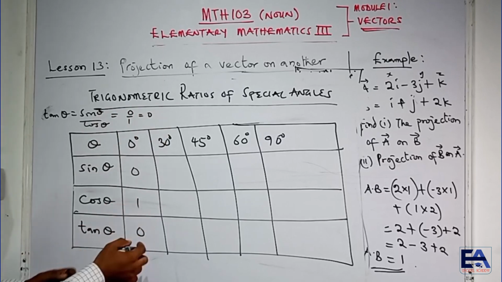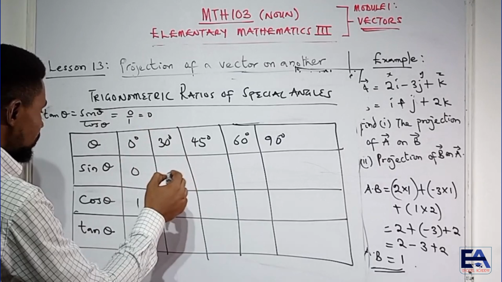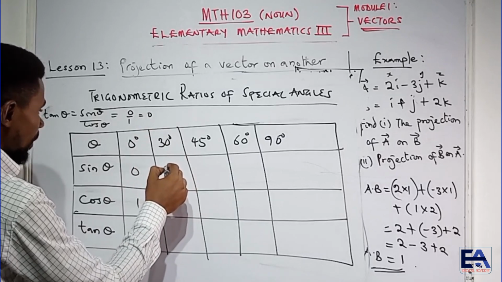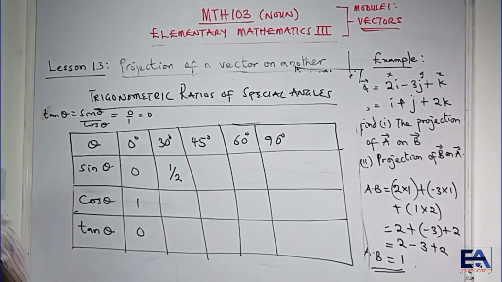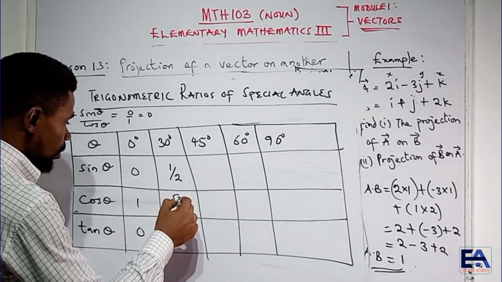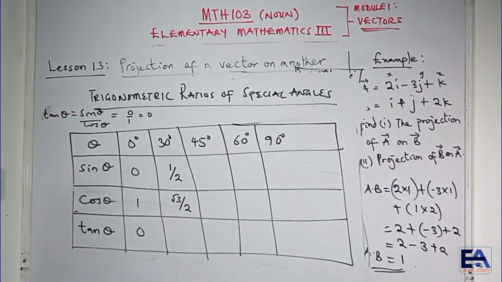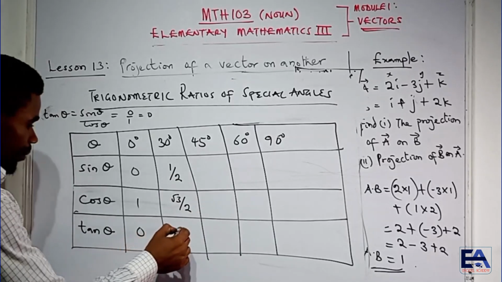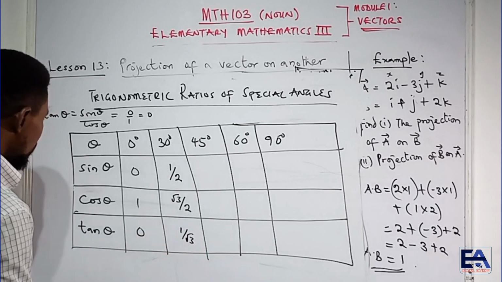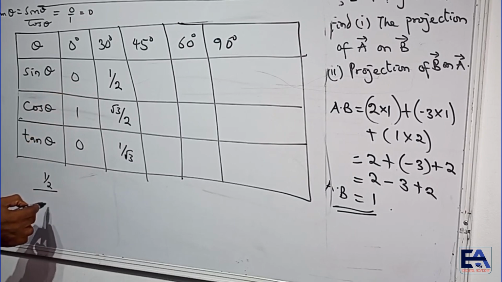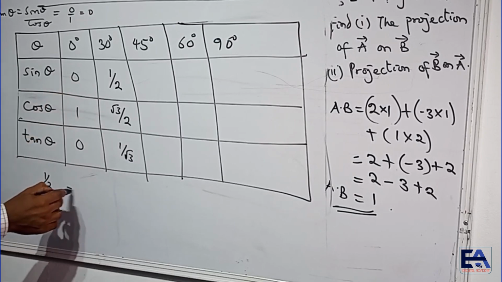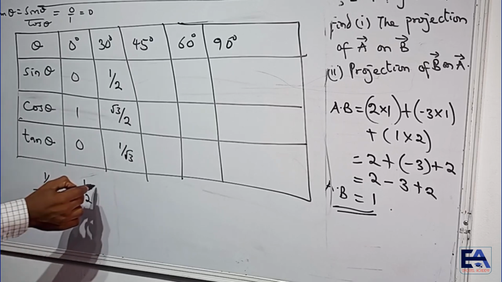When it comes to 30 degrees, sine 30 degrees is given as 0.5, which is half. That is 1 over 2. You understand it now? Why cos 30 degrees is given as root 3 over 2. And then tan 30 degrees ends up becoming 1 over root 3, because if you divide them, like half divided by root 3 over 2, it's going to give you half.